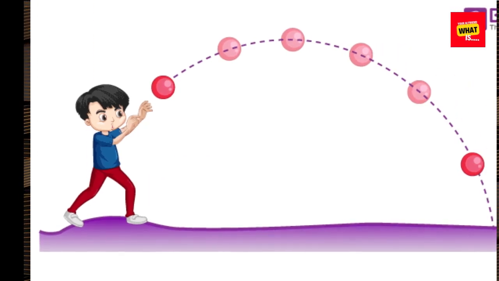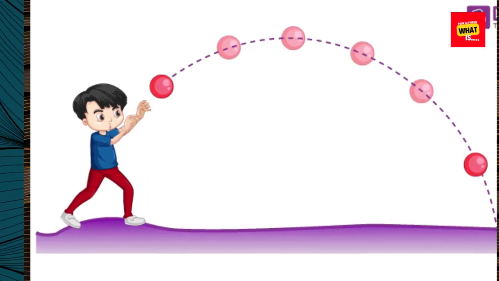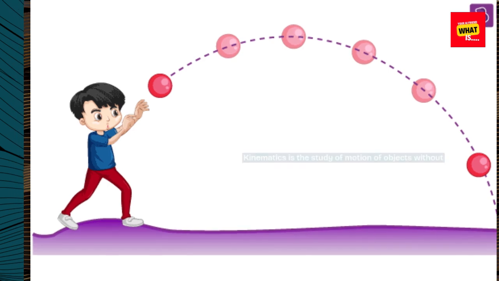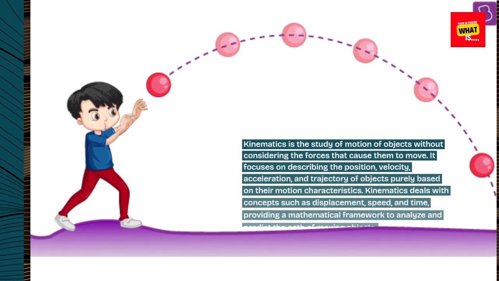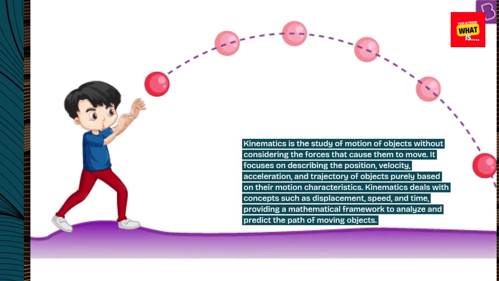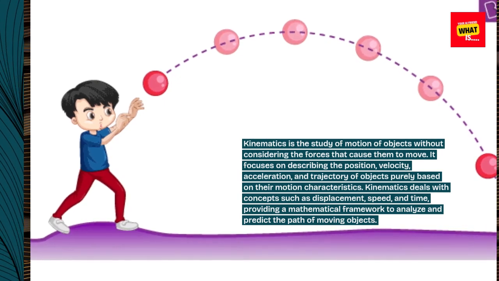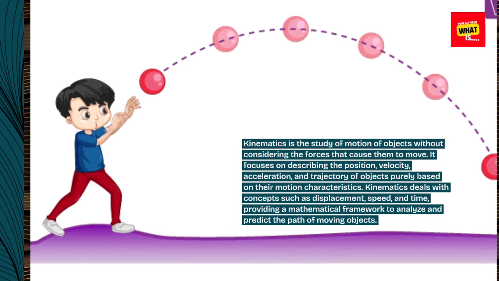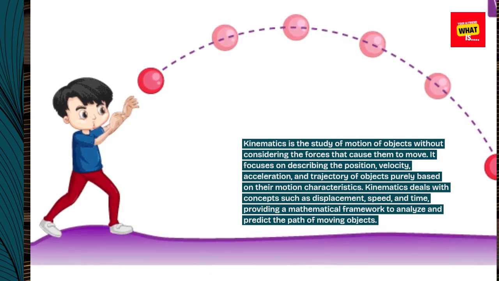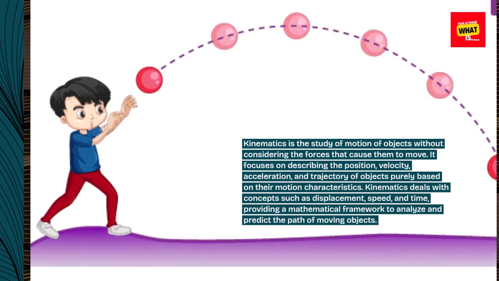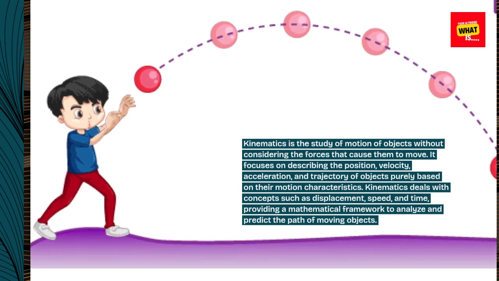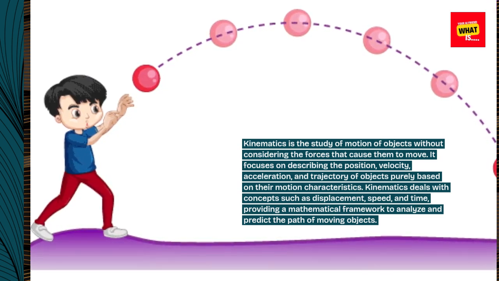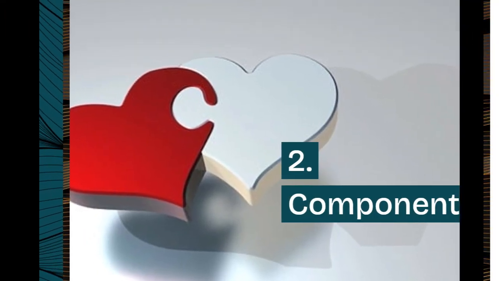1. Kinematics overview. Kinematics is the study of motion of objects without considering the forces that cause them to move. It focuses on describing the position, velocity, acceleration, and trajectory of objects purely based on their motion characteristics. Kinematics deals with concepts such as displacement, speed, and time, providing a mathematical framework to analyze and predict the path of moving objects.